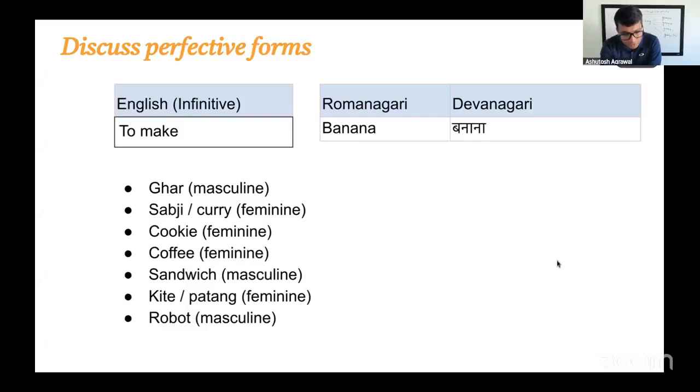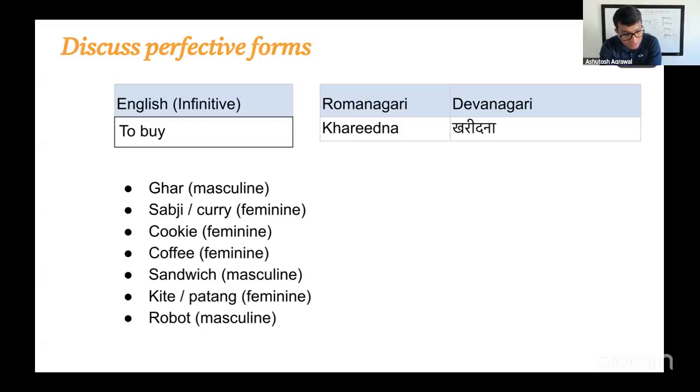Okay. So I have homework for you all. You have the same objects. You can take a screenshot of it. I'm going to post it on Discord as well. The homework is you just change the verb now. So instead of to make, it's to buy, which is khareedna. And I already gave you the objects. Like, you can say, I bought a house.